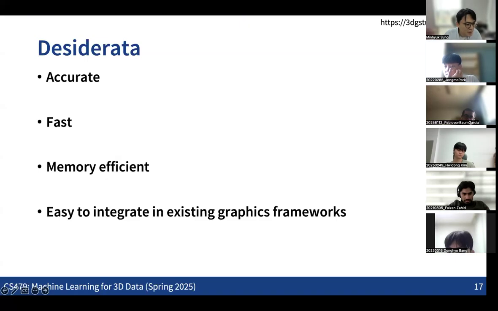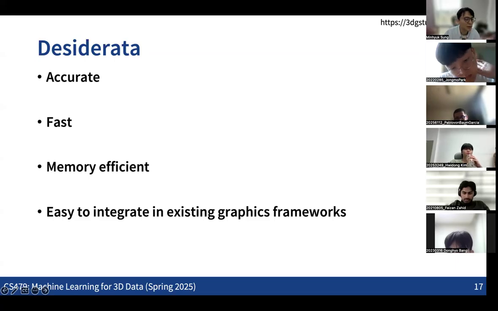When you develop neural rendering techniques, there are some important factors we want to achieve. First, how we can get accurate rendering results. Also the speed is quite important, right? How we can achieve a very fast rendering speed, and also a fast computation time for training as well. These are important things. And also the memory efficiency.